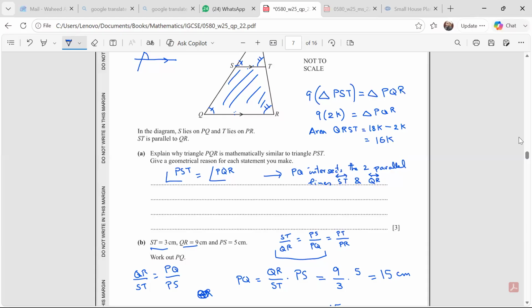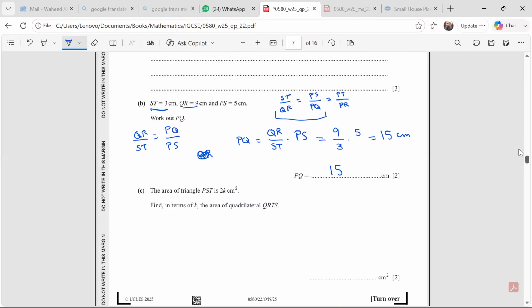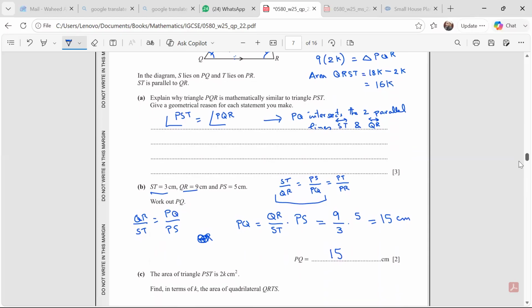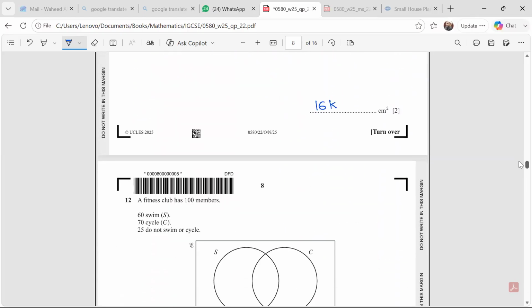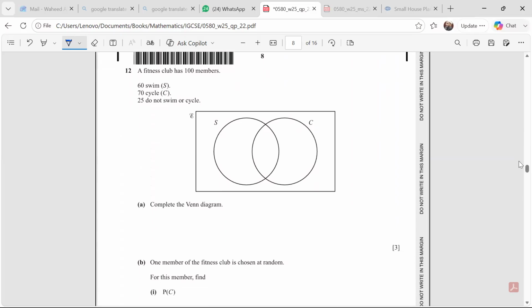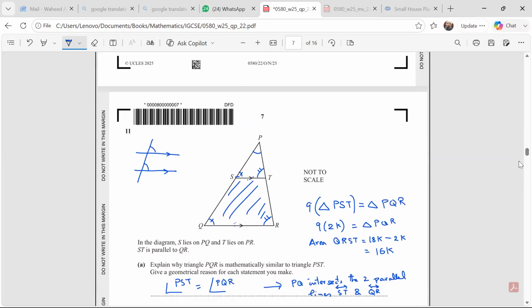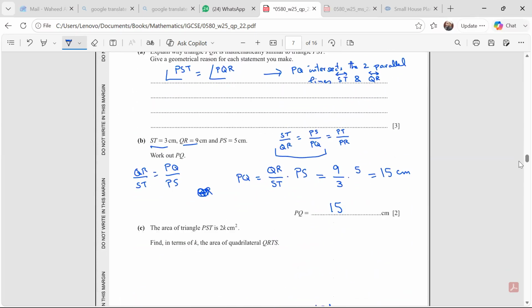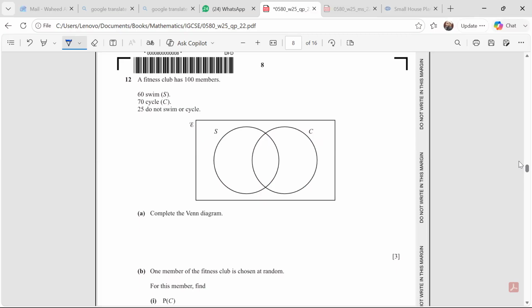Okay, I hope this is clear. So let me write it over here. That area is going to be 16K centimeters square. Okay, 16K centimeters square. I hope you're following me and I'm not confusing you. Should we stop over here or continue? We have done. Okay, let's do one question.